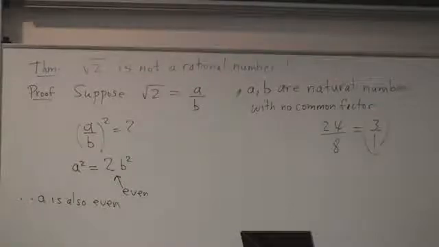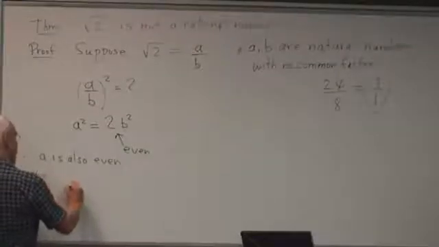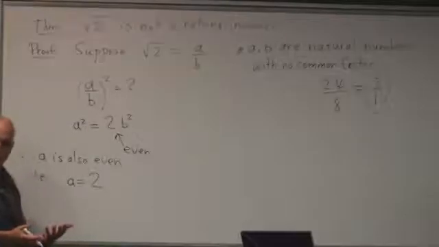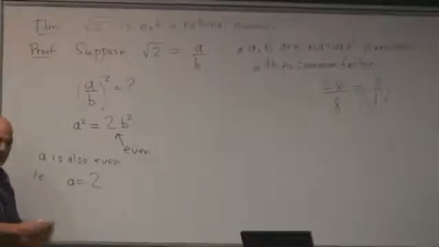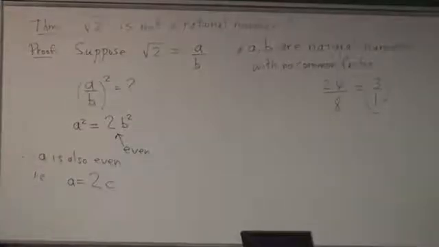What does it mean to be even? It means that a can be written as 2 times another natural number. Let's say c. Right? Every even number is 2 times another number. Like 14 is 2 times 7. 22 is 2 times 11. Every even number is 2 times another number. And so we'll let that other number be c.